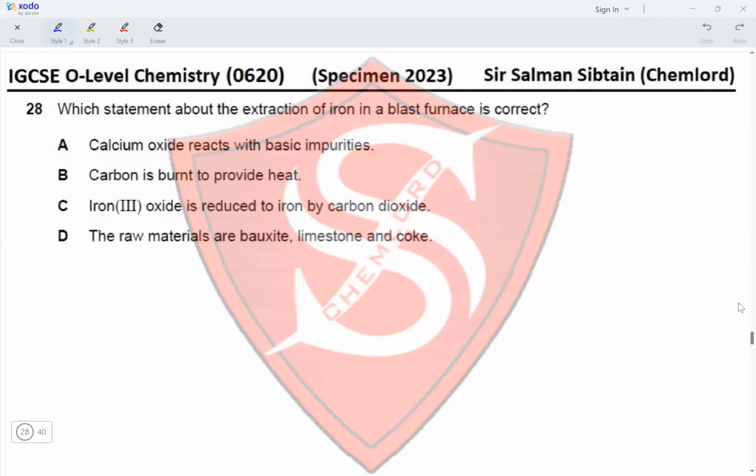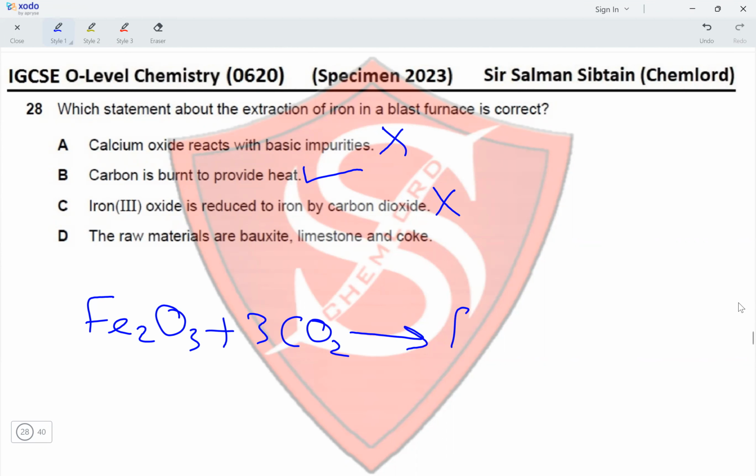Question 28. Which statement about the extraction of iron in a blast furnace is correct? Calcium oxide reacts with basic impurities. Calcium oxide itself is basic, it will not react with basic impurities. Carbon is burned to provide heat. Yes, because when carbon is burned, this is an exothermic reaction, and exothermic reaction provides heat. So, this reaction takes place in order to provide the heat required. And iron 3 oxide is reduced to iron by carbon dioxide? No. Iron 3 oxide, which is Fe2O3, reacts with carbon monoxide and is reduced to iron metal, and carbon monoxide is oxidized to carbon dioxide.